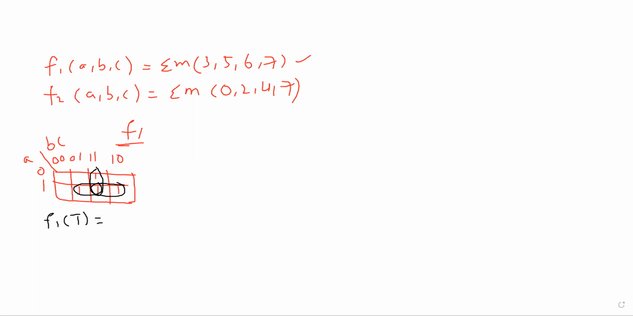What is the output Boolean expression? A into, if you observe, C is common, plus once again A into, B is common, plus BC. Now I will consider F1 in complement form. In complement form, you have to consider the remaining terms. That means this will be 0, this will be 0, this will be 0, and this will be 0.